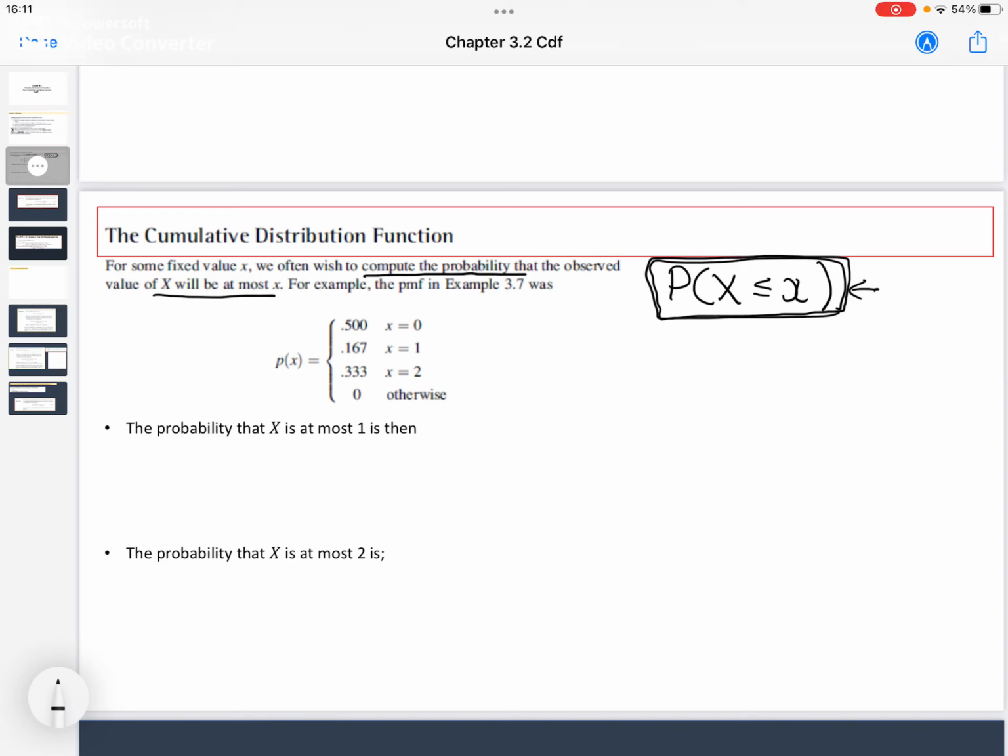Let us firstly look at the PMF in example 3.7. The example in 3.7 was based on the number of defectives: the random variable X looked at the number of defectives in a randomly selected container. We had 6 containers, and each container had a different number of defectives. So at the end we concluded that the possible values of X would be 0, 1, and 2 with these probabilities here.